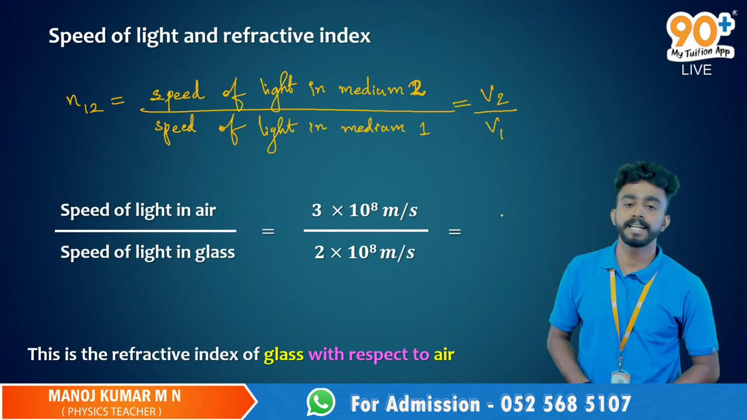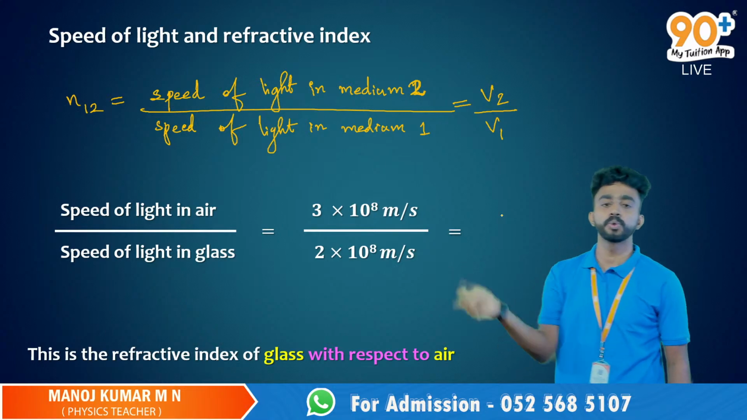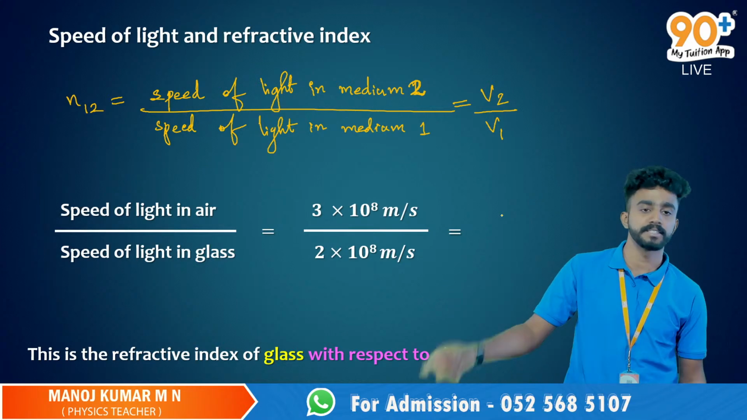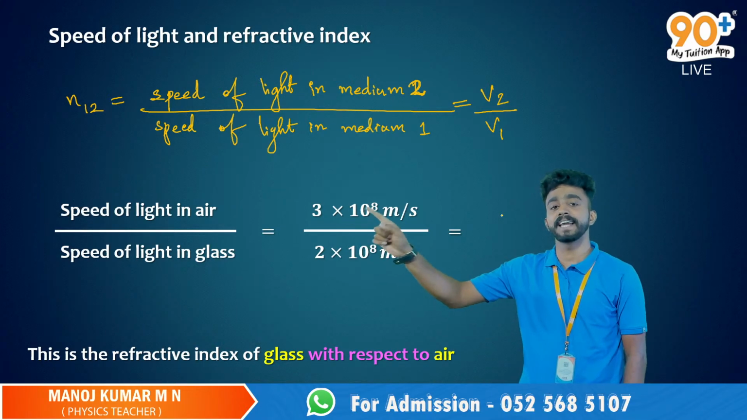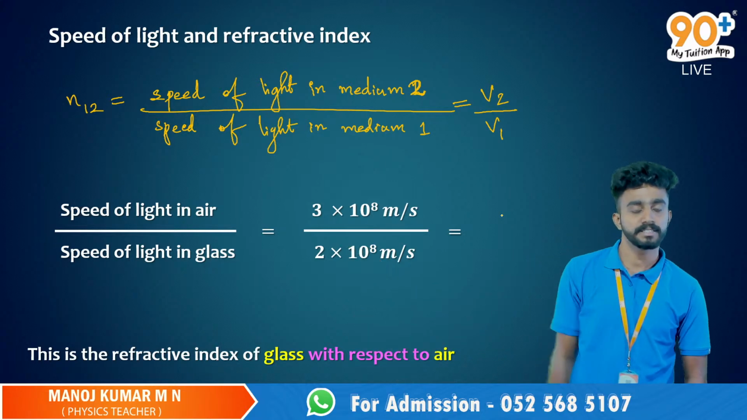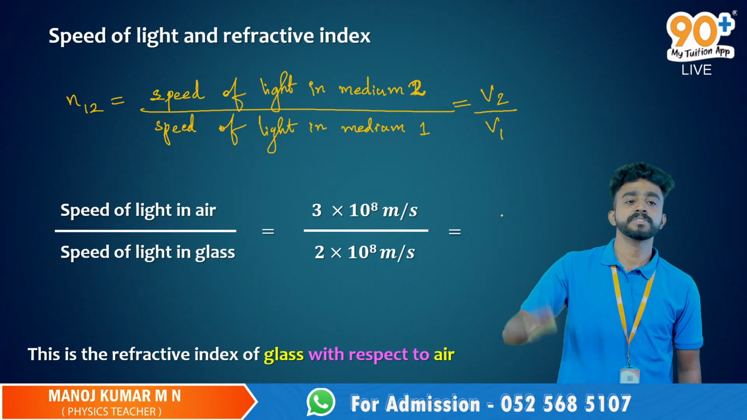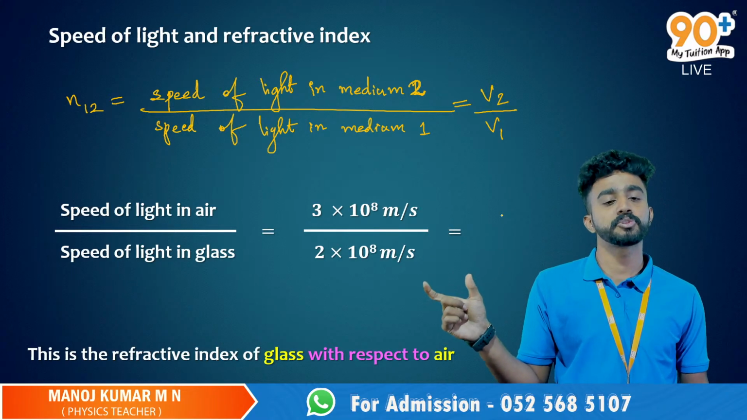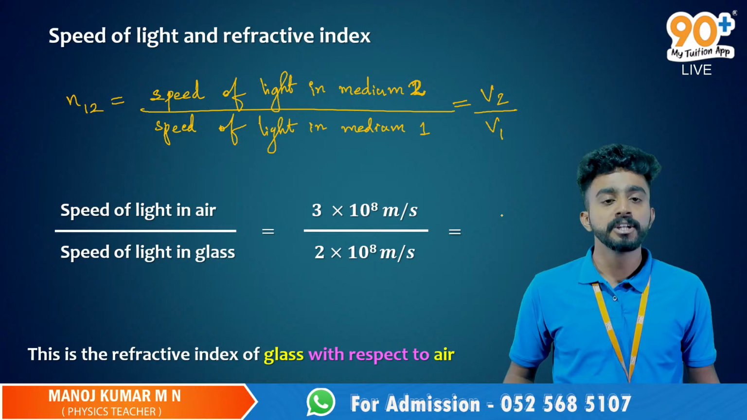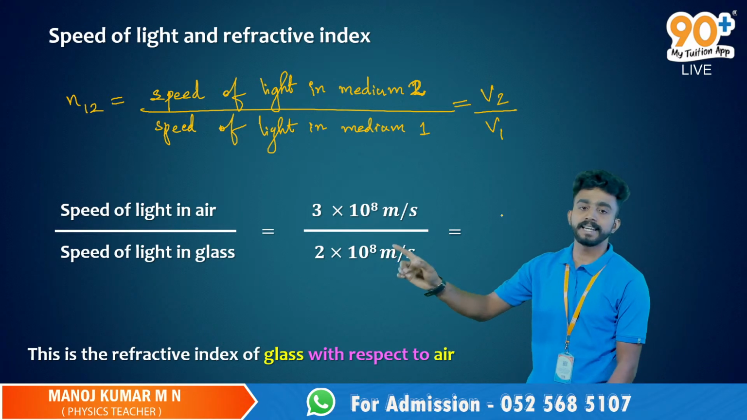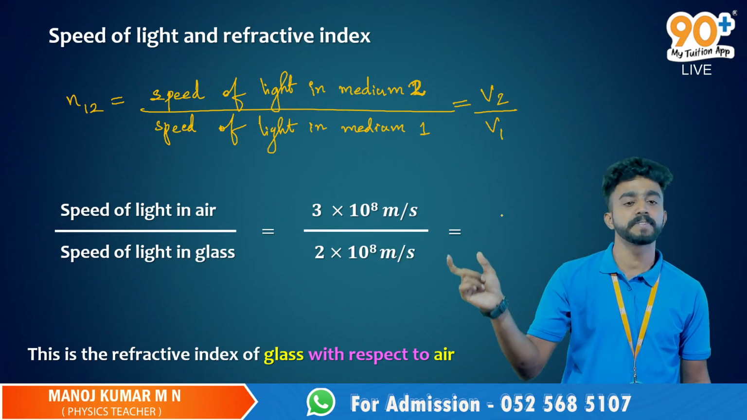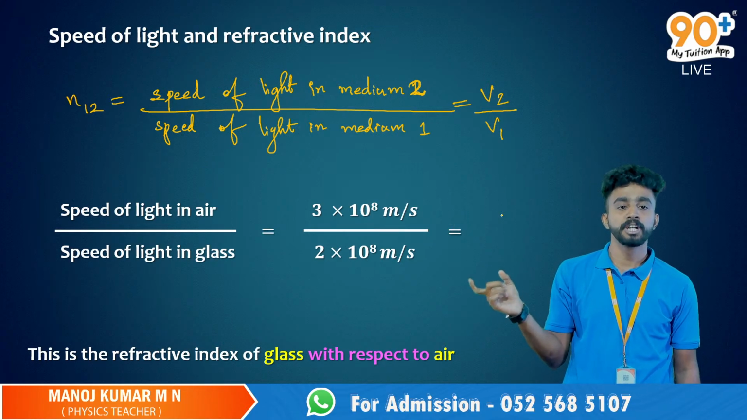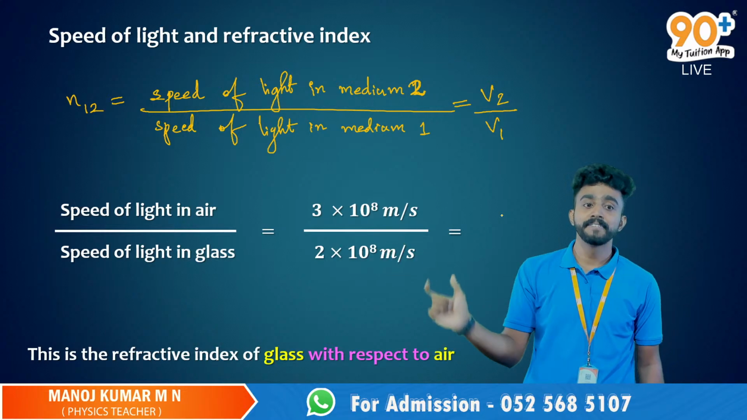So in general, let's consider the case of air and glass. Two mediums we are considering. So speed of light in air with respect to speed of light in glass. That is 3 into 10 raised to 8 meter per second divided by 2 into 10 raised to 8 meter per second. So here we can consider it as the speed of light in glass with respect to the air.